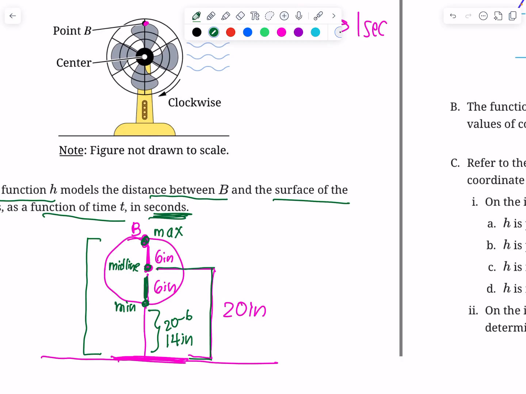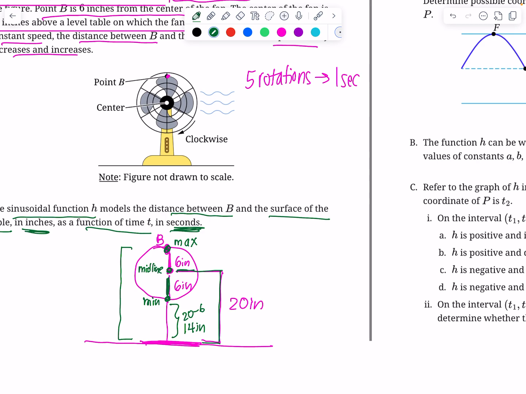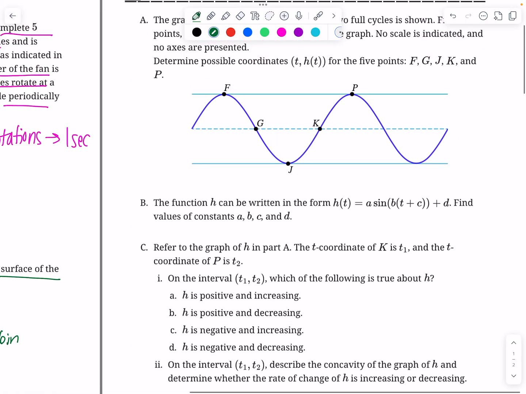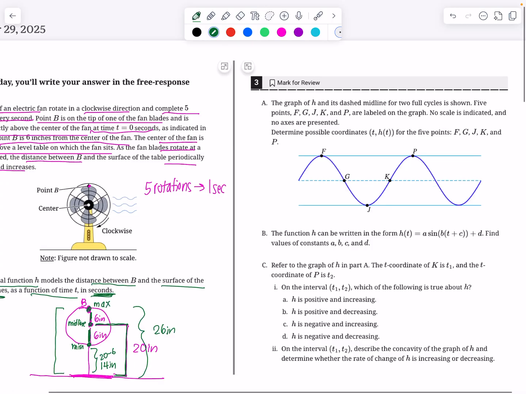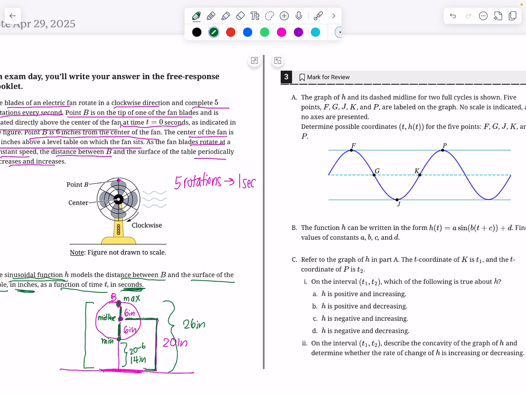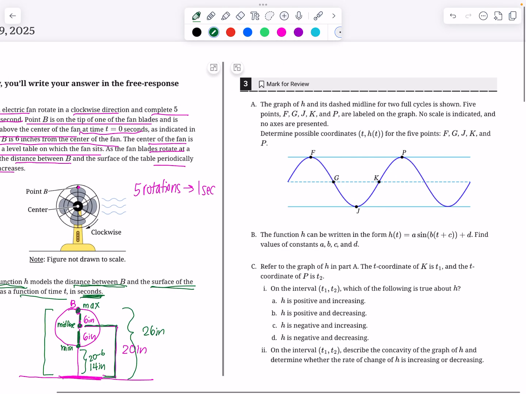All right. And just to be clear, since from the center to the tabletop it's 20, and we have an additional 6 inches here, from all the way on top to all the way on the bottom, that would be 26 inches. Okay. All right, now let's proceed. Here it says the graph of H. So going back, sinusoidal function H is the distance between B and the surface of the table. The graph of H and its dashed midline for 2 full cycles is shown.